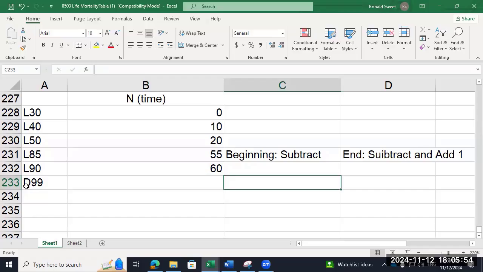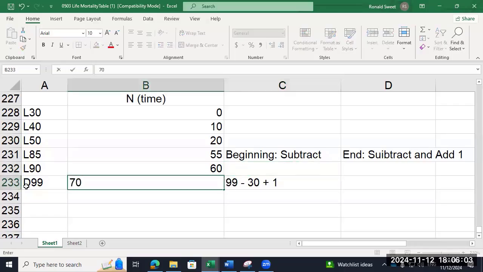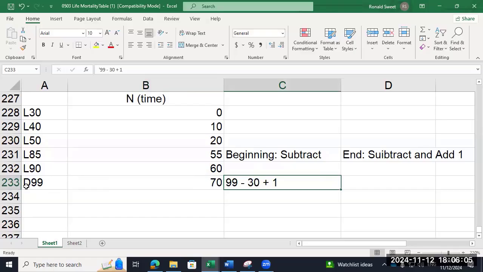So you're gonna take 99 minus 30 and then do what? Plus 1. So it's gonna be 70. All right. So anything at the end of the year, you have to add 1 extra year. Anything at the beginning of the year, you just subtract.